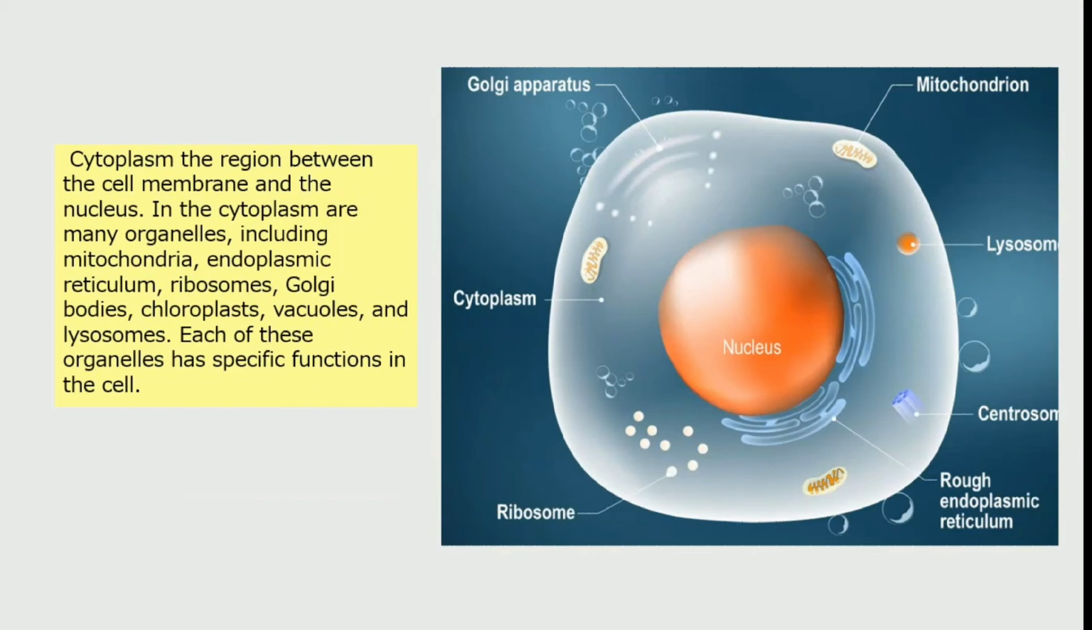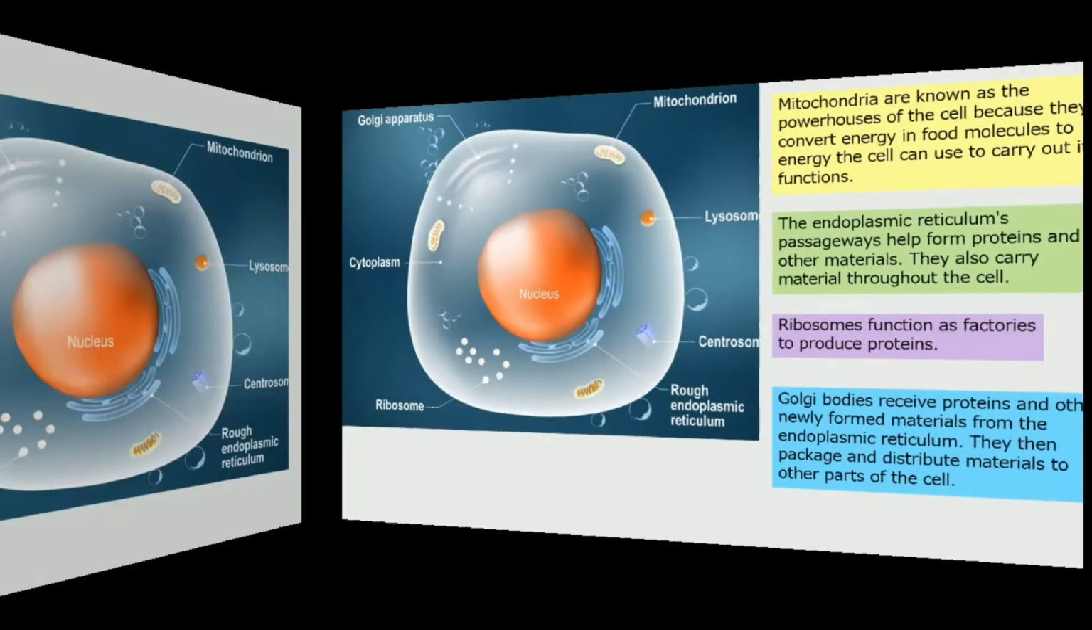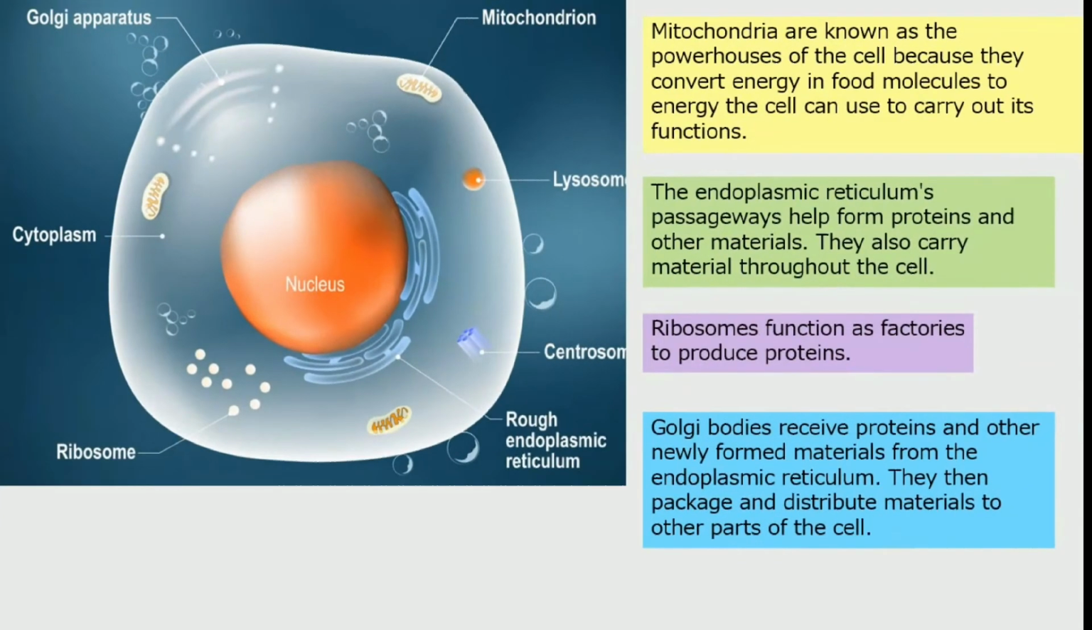Organelles and the cytoplasm. As you leave the nucleus, you find yourself in the cytoplasm, the region between the cell membrane and the nucleus. Your ship flows in a clear, thick, gel-like fluid. The fluid in the cytoplasm is constantly moving. In the cytoplasm are many organelles, including mitochondria, endoplasmic reticulum, ribosomes, Golgi bodies, chloroplasts, vacuoles, and lysosomes. Each of these organelles has specific functions in the cell. Let's study each one. As I explain each function, try to identify it in the picture.